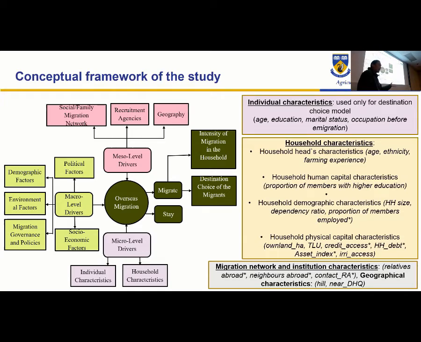For instance, we generated the information 3 years before the survey period for the household, for instance, for the proportion of members employed or credit access, household debt, asset index, including this migration network variables. So we generated the information 3 years before the survey period on those households. Whereas the asset index is created with principal component analysis.